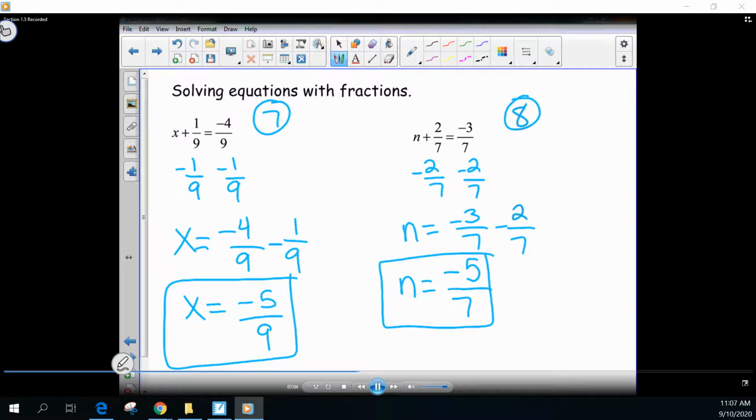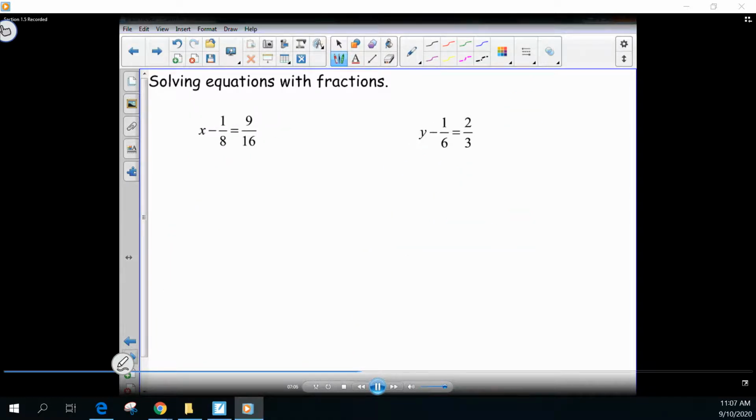Okay, number 9 and 10. So 9 and 10 are going to involve the same process as 7 and 8, but you're going to have to get a common denominator. So I think you can handle it. I want you to try to work through these on your own. You might have to pause the video and have some more time.